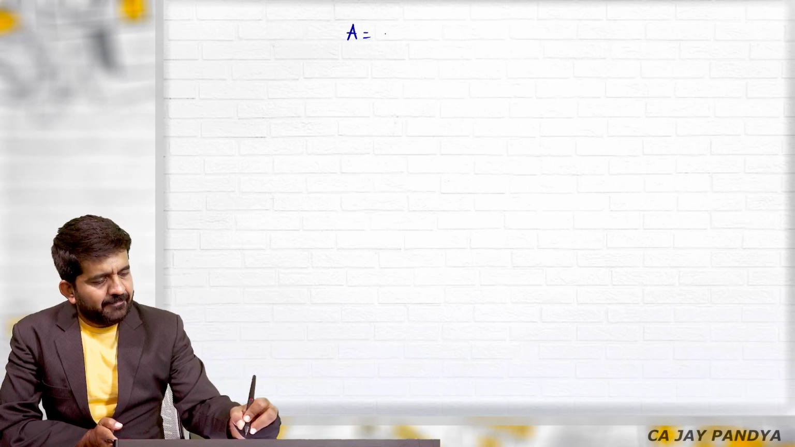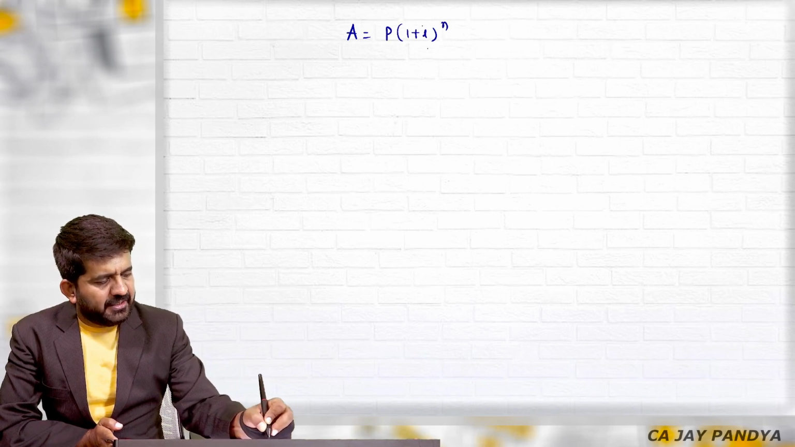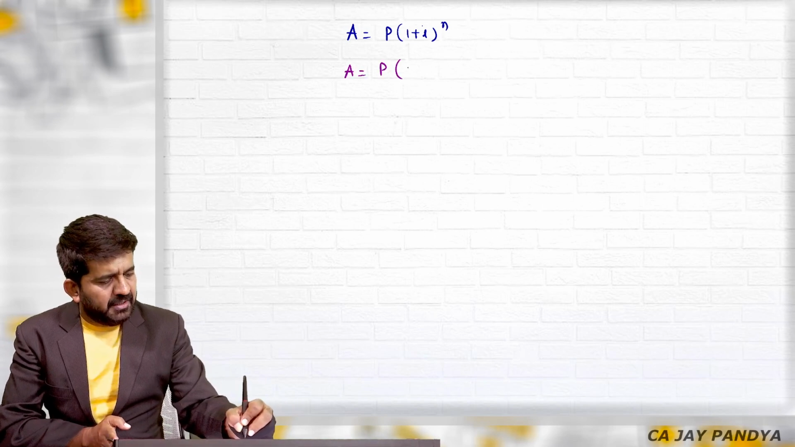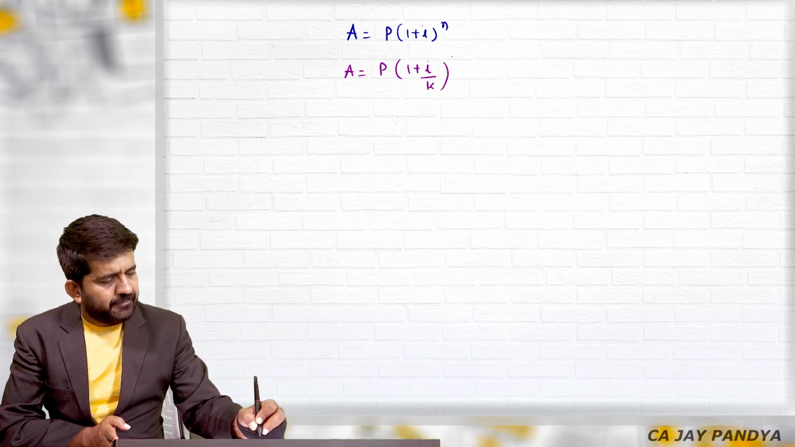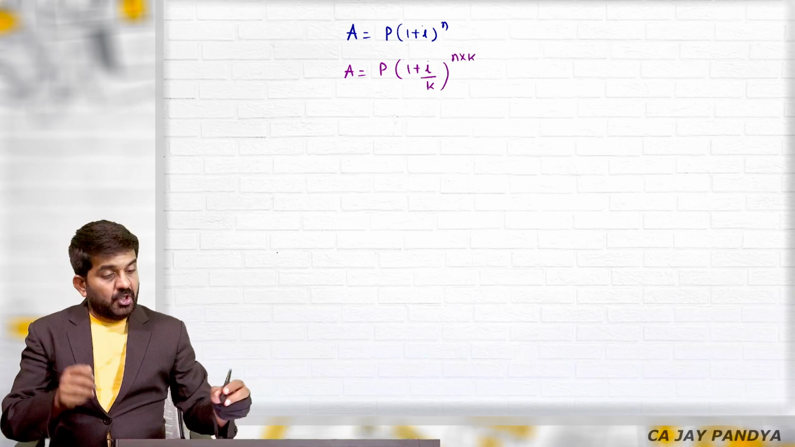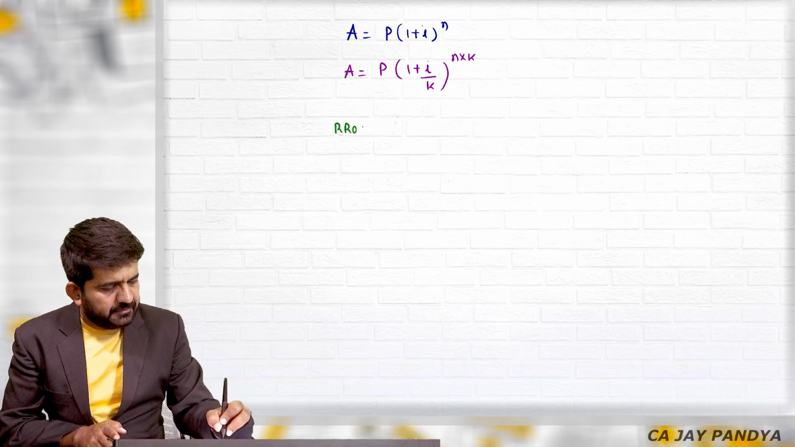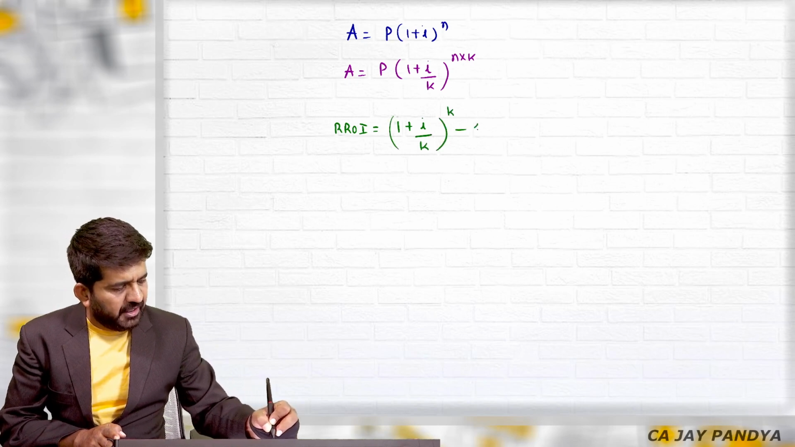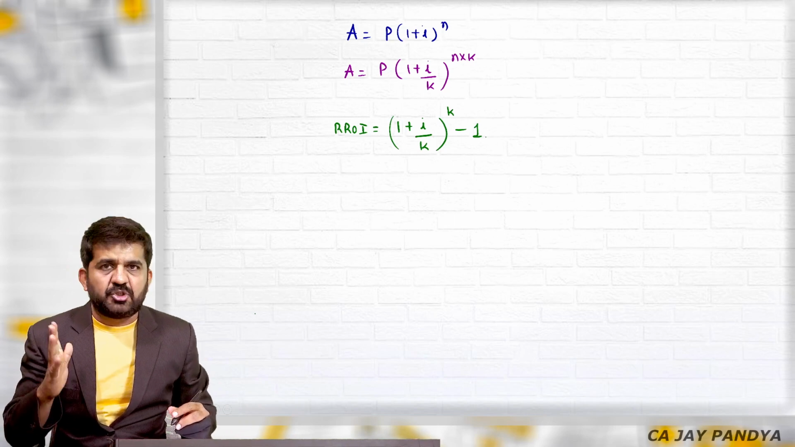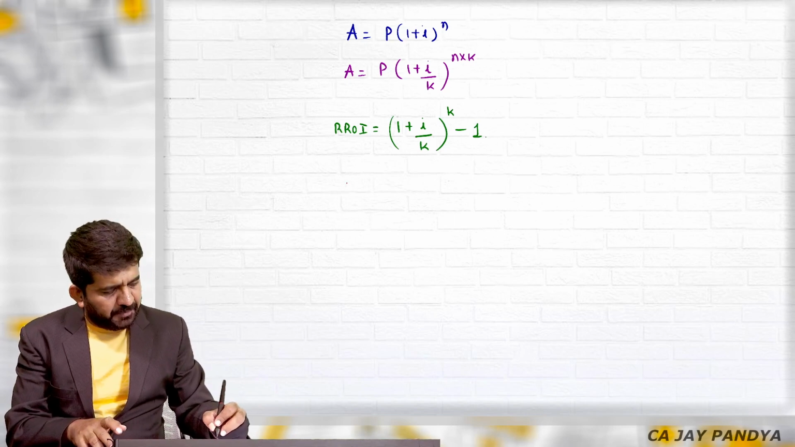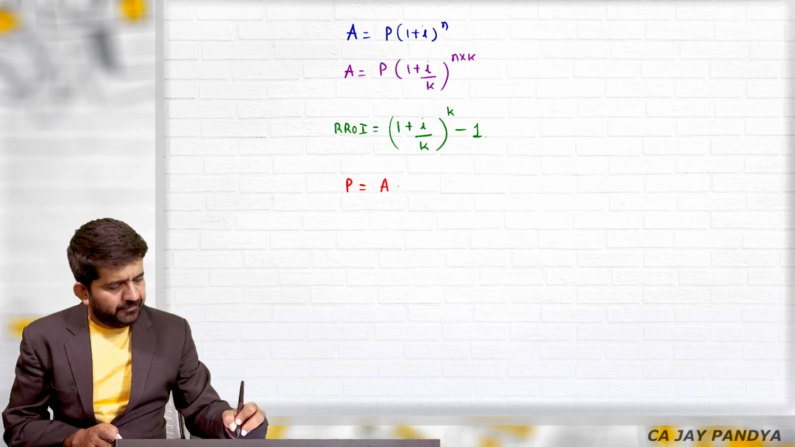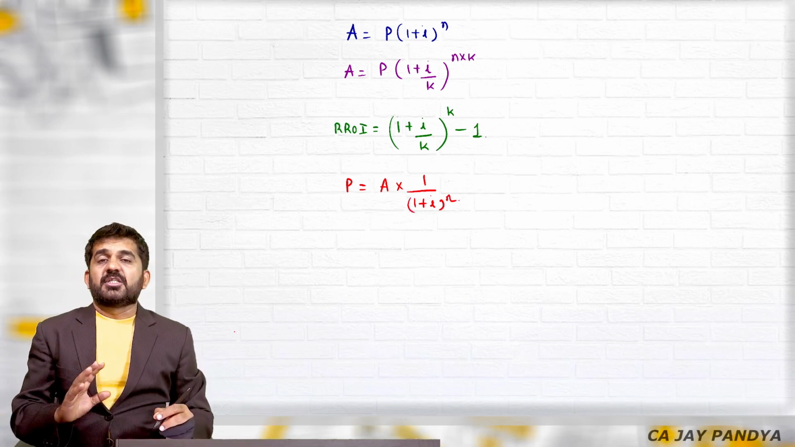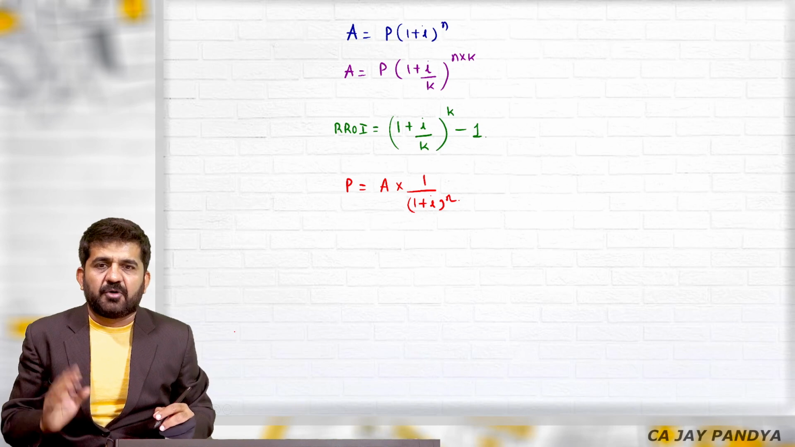We have done A equals P into 1 plus I raised to n. When the interest is compounded more than 1 times, P into 1 plus I upon K raised to n multiplied by K. If you want to find out real rate of interest, it is 1 plus I upon K raised to K minus 1. Of course, if you want answer in percentage, you will have to multiply it by 100. And last one, present value is A into 1 divided by 1 plus I raised to n. So these are the basic formulas that we have learned in the concept of time value of money.